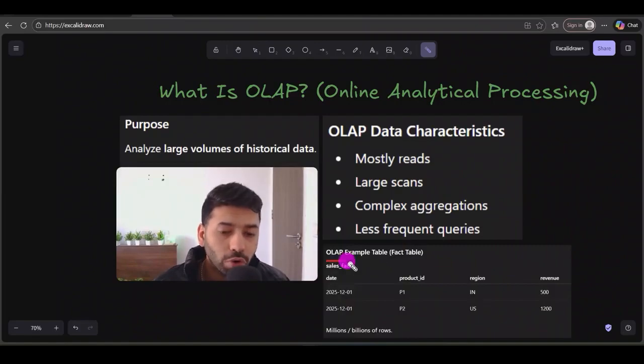Now an example of an OLAP table could be something like this. Here we are talking about the sales fact. You can see we have the date, the product ID, the region, and the revenue. But there will be a huge amount of data. There can be millions or billions of rows here.